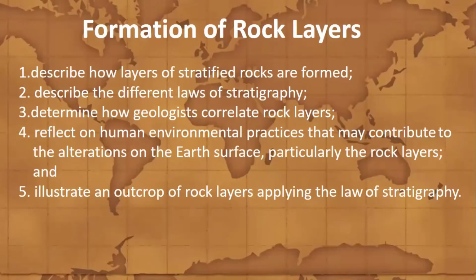Continue on how rock layers are formed. In this lesson, lesson B for week 5, you are aimed to describe how layers of stratified rocks are formed, describe the different laws of stratigraphy, determine how geologists correlate rock layers, reflect on human environmental practices that may contribute to the alteration of the Earth's surface, particularly the rock layers, and illustrate an outcrop of rock layers applying the laws of stratigraphy.